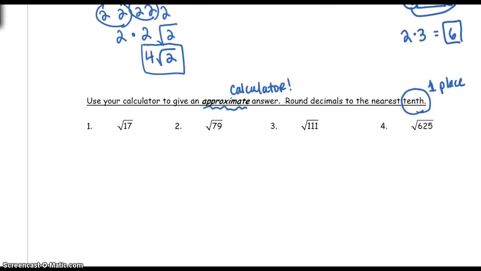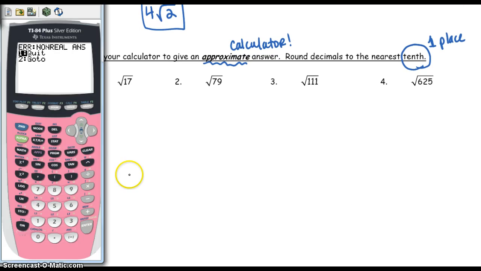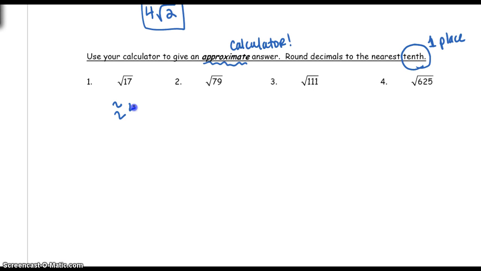So let's look at number 1, square root 17. I'm going to do this in my calculator. So however you can do those in your calculator, and if you're struggling and you don't have a graphing calculator, I'll show you how to do these in class. So square root of 17 rounded to the tenths. This is 0.12. The 2 is less than 5, so the 1 stays the same. So this is about 4.1.